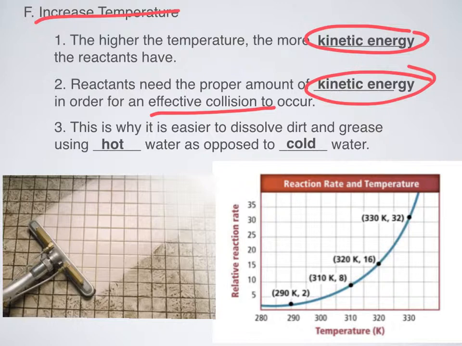We know this intuitively because it's easier to dissolve dirt and grease in hot water as opposed to cold water. Why is that? That's because in hot water, the molecules of water are hitting the dirt and grease molecules with enough kinetic energy to dislodge them. Another application of that would be if you've ever tried to dissolve sugar in hot coffee versus in iced coffee or cooler coffee. It's always easier in hot liquid to dissolve something than it is in cold liquid, and that's just because of the amount of kinetic energy that the water molecules possess.